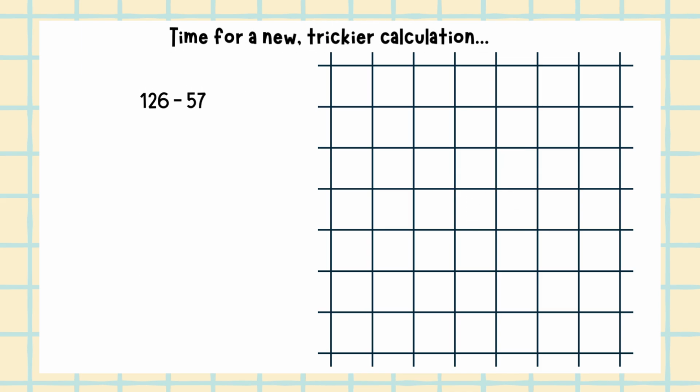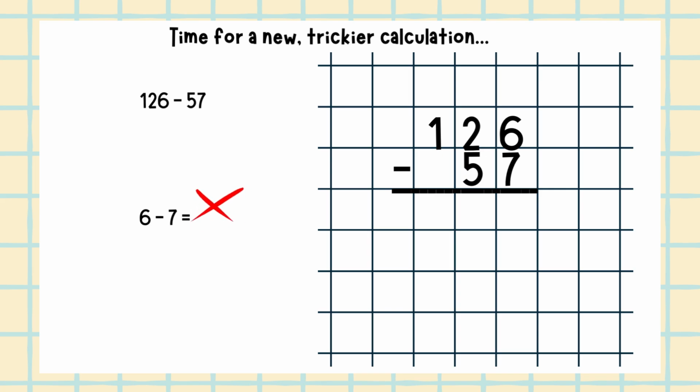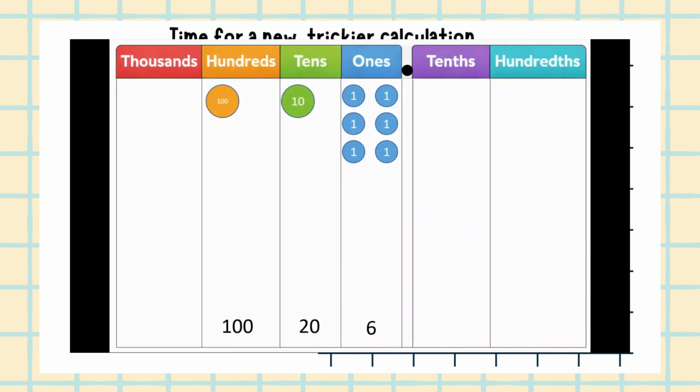Now let's try one where we do need exchanging. 126 minus 57. As always, we line up our digits correctly, but be careful because these two numbers have different amounts of digits. Then we start with the smallest value column. 6 minus 7 doesn't work, so we have to exchange. Look here how we take one 10 and exchange it for 10 ones.